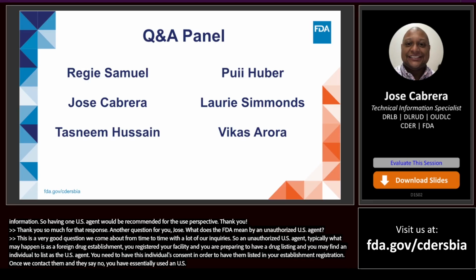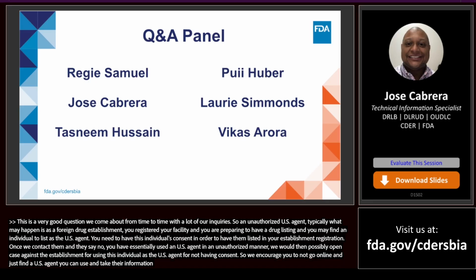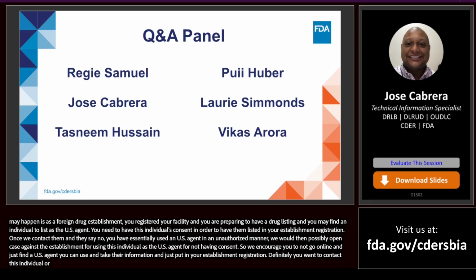So we would then possibly open the case against your establishment for using this individual as a U.S. agent without having their consent. So we encourage you to go online and find a U.S. agent that you can use, and take their information and put it into your establishment registration. Definitely contact this individual or company and find out their process for having them become your U.S. agent, and have that in writing, something that can be provided to the FDA when asked.